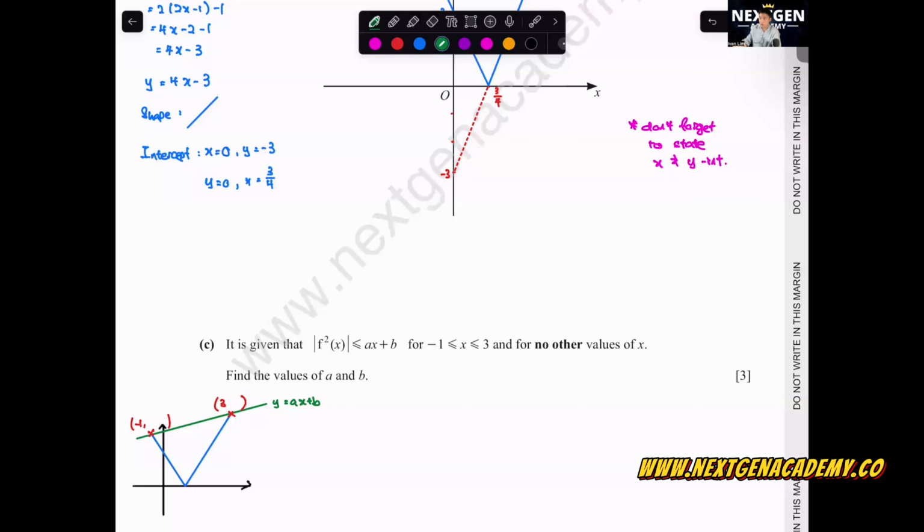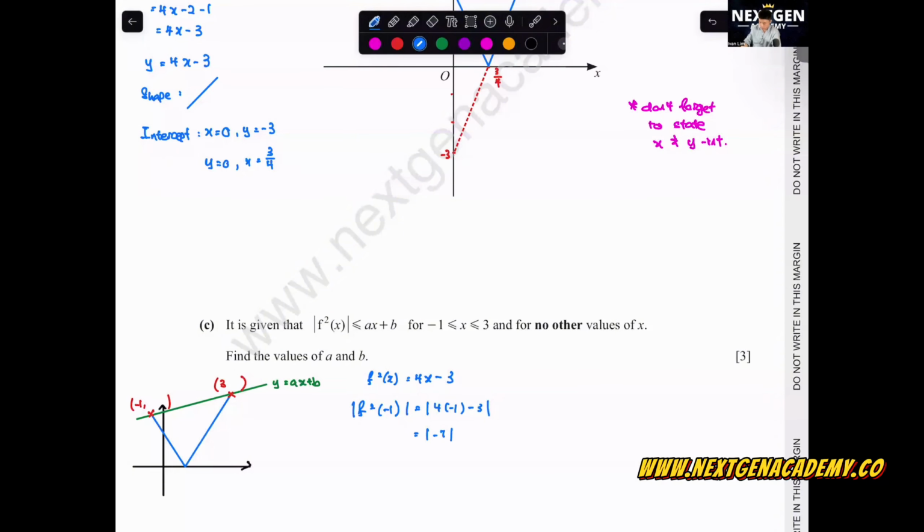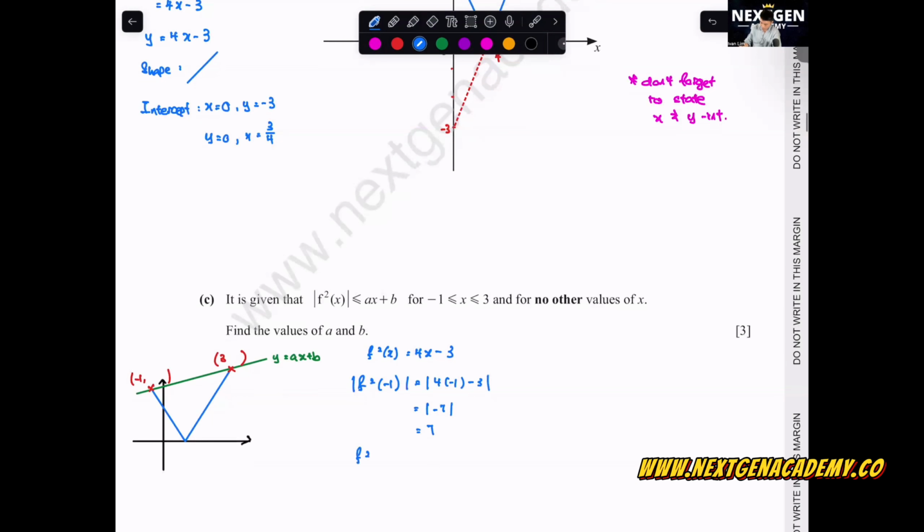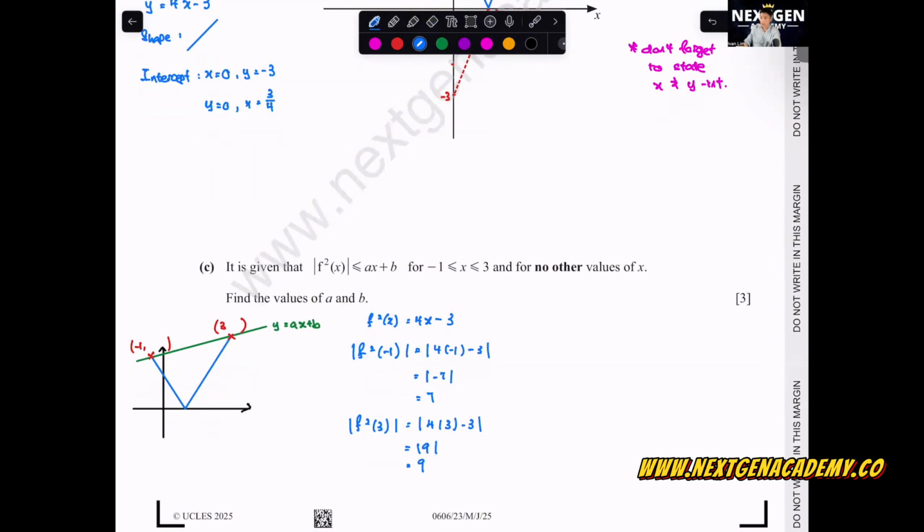So all you need to do is substitute negative 1 and 3 into the f square x equation. What's the f square x equation just now? f square x equals modulus of 4x minus 3. Let's sub in now. f square negative 1: modulus 4 times negative 1 minus 3. This will be modulus negative 7, which equals positive 7. The other one, f square 3: modulus 4 times 3 minus 3. We get modulus 9, and then we get 9. So we'll get these 2 points: negative 1, 7, and 3, 9.